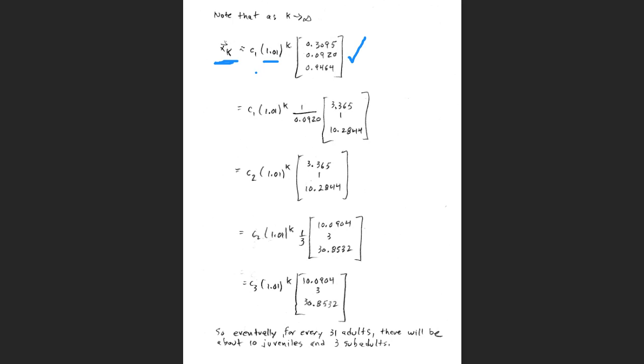But what we can do is rewrite the eigenvector so that we can better interpret what's going on between the juveniles, subadults, and adults of the owl species. So what you can do, for instance, is take the smallest number here, 0.0920, and factor it out.